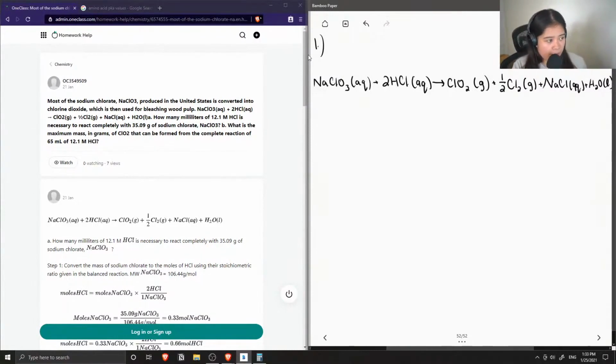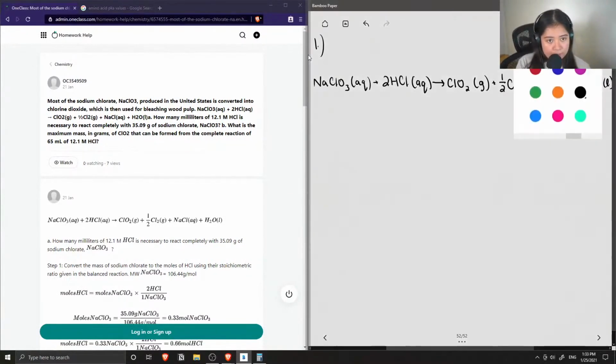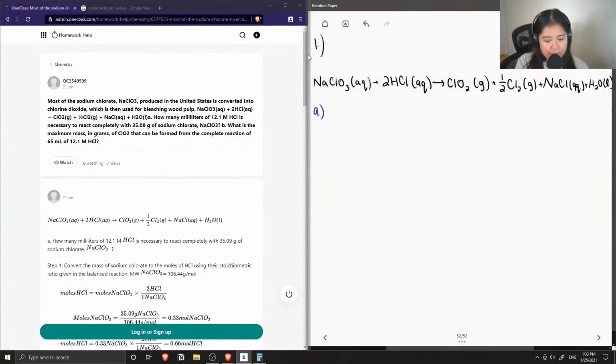And now for part A, how many milliliters of 12.1 mole per liter HCl is necessary to react completely with 35.09 grams of sodium chlorate? So this is part A. And step 1 is to find the number of moles of sodium chlorate.